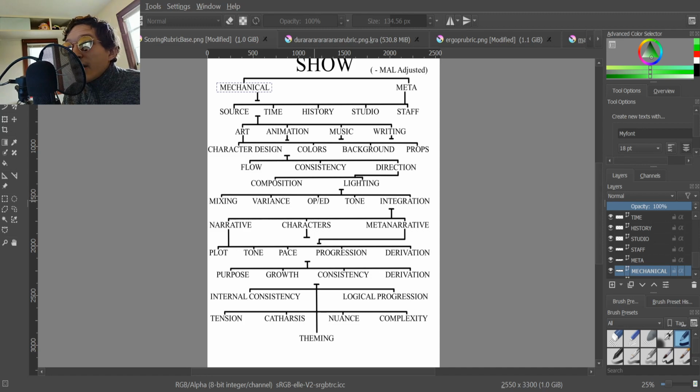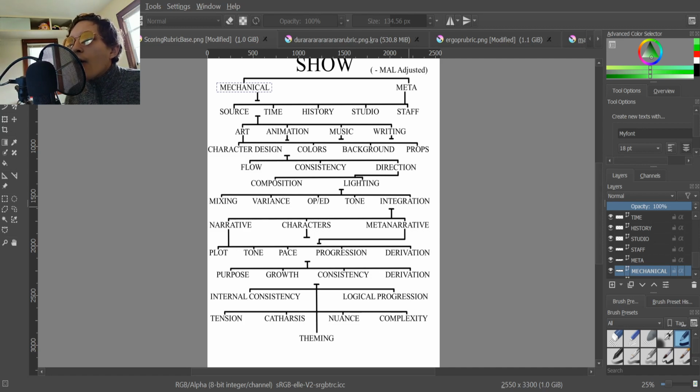And then obviously OP and ED, this is pretty easy to judge. Is it a banger? Is it something that is thematically appropriate? It's self-explanatory. Tone is really important. Does the music match what is going on? Is it appropriate to what is being implied and the emotions being displayed in the actual scene or the show at large? And then integration and tone are kind of similar.